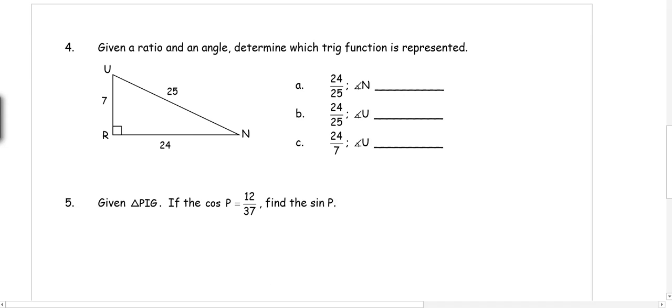Let's try another one with number 4. So number 4, you're given angle N, and 24, which is my adjacent side, 25, which is the hypotenuse. So adjacent over hypotenuse is the cosine function. In B, you're given angle U, and you're given 24, which is the opposite side, and 25, which is the hypotenuse, which is our sine function. And in C, you're given 24, which again is the opposite side, and 7, which is the adjacent side, which is our tangent function.